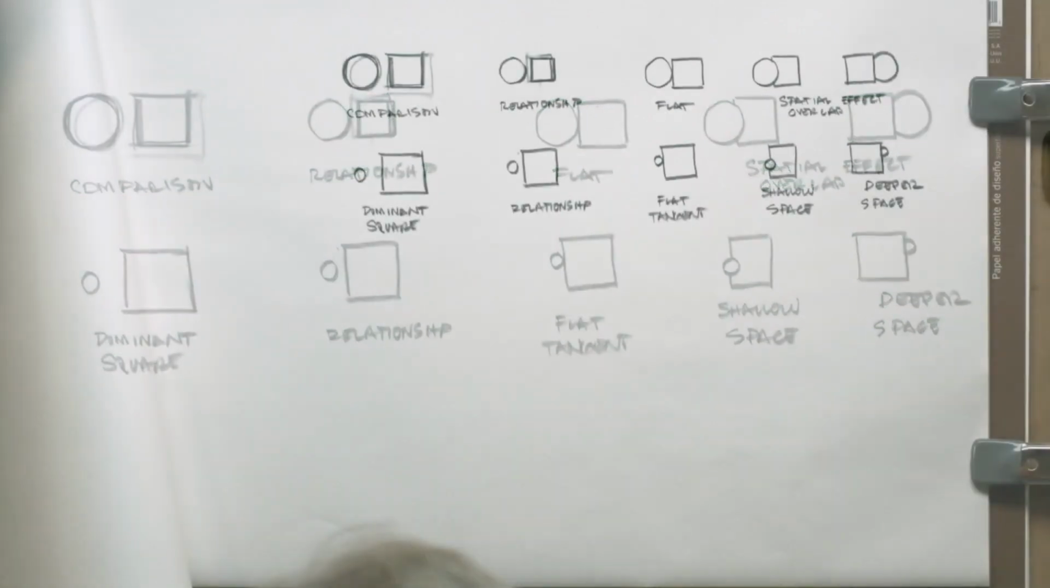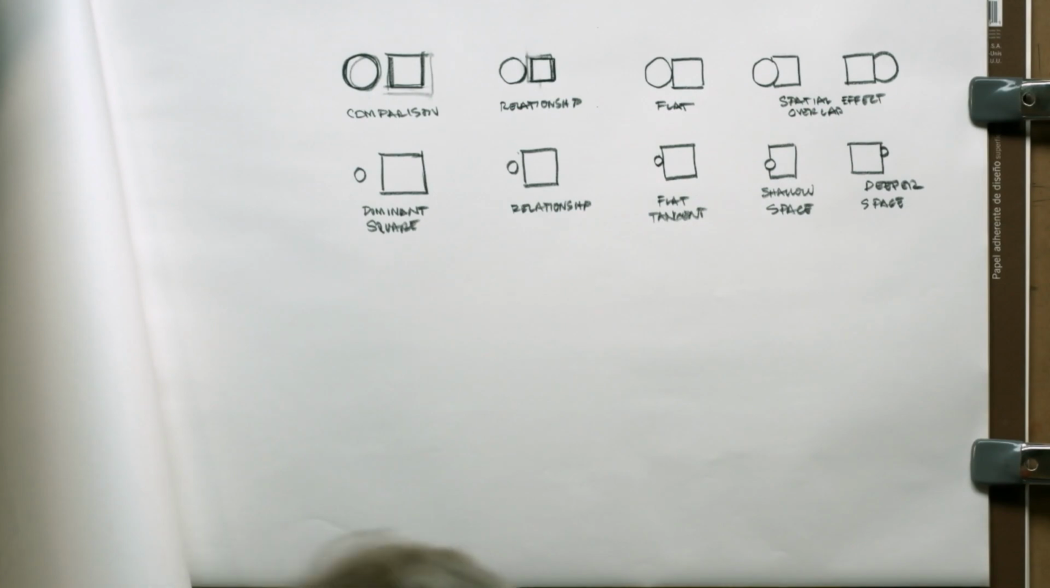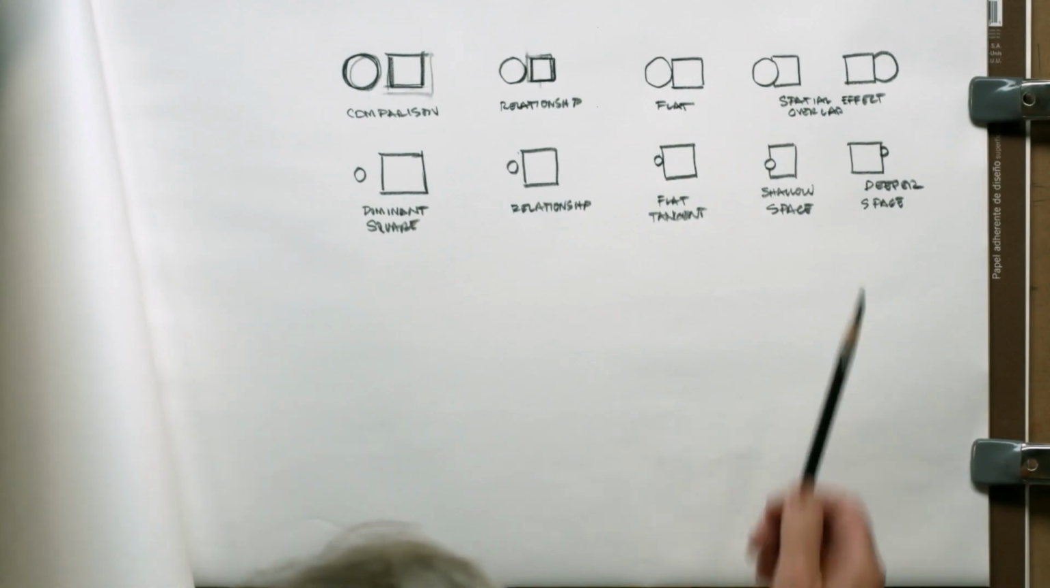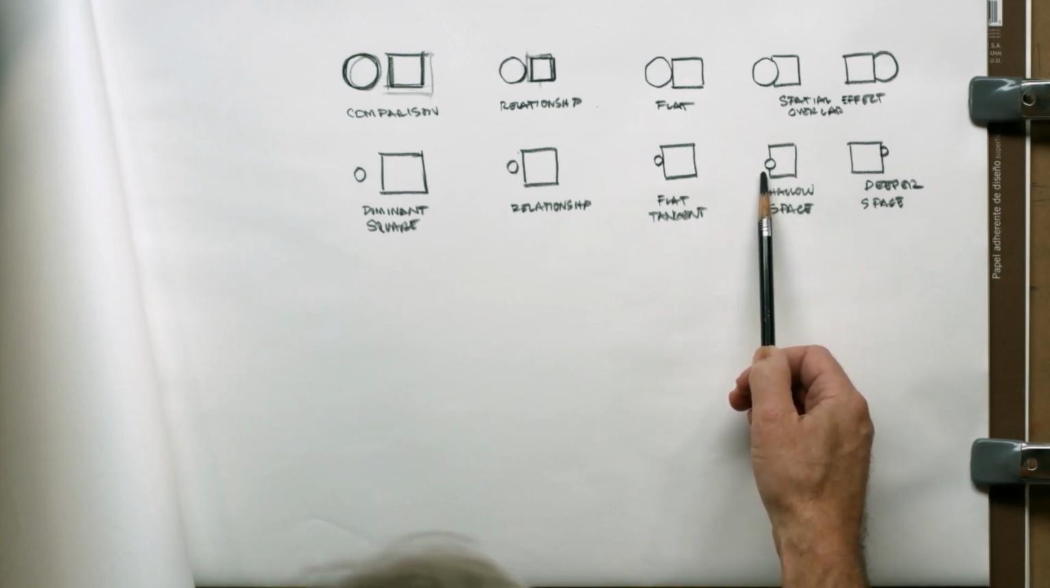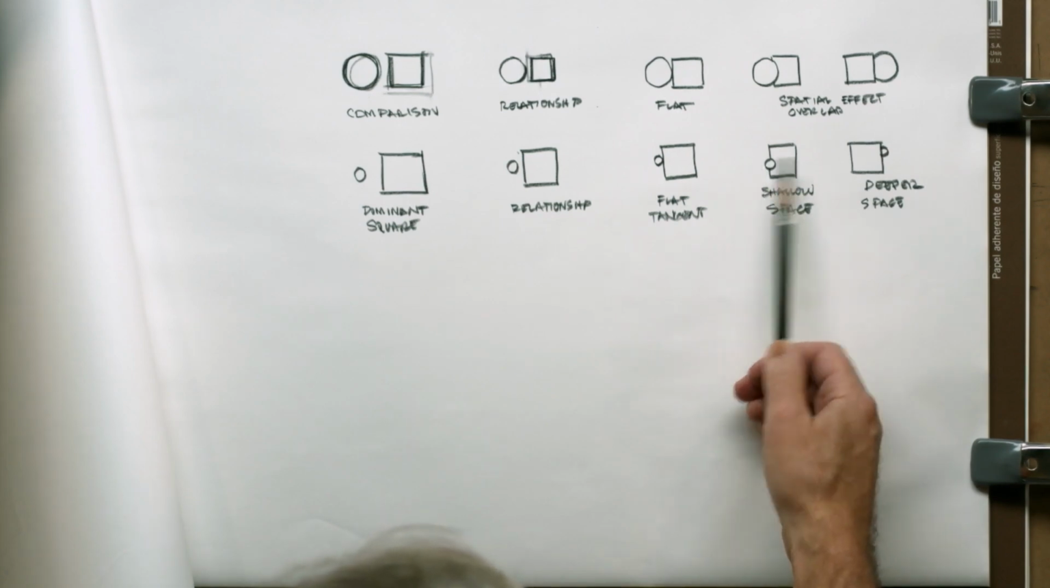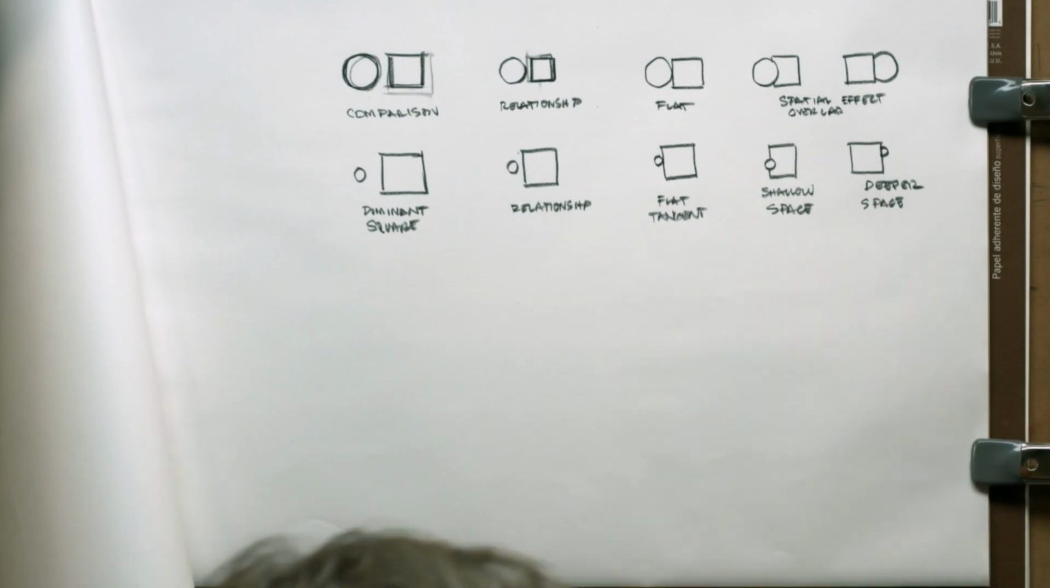And when we identify them in our own work, we can see where it's working, what's not working. Maybe I wanted to create a situation with deeper space and I did this. Well, then I know if I flip it, maybe I'd get more of what I'm looking for.